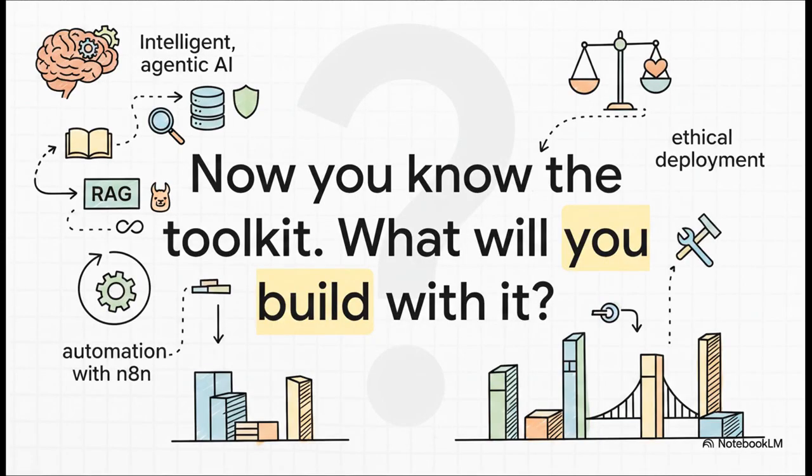And there you have it. We've gone from the core problem, an AI stuck in time, to the solution with RAG, the toolkit to build it, the systems to automate it, and the responsibilities we have to guide it. You now have the complete roadmap for building a truly intelligent, agentic AI. So the real question isn't just what you'll build with it, but how you'll build it responsibly.